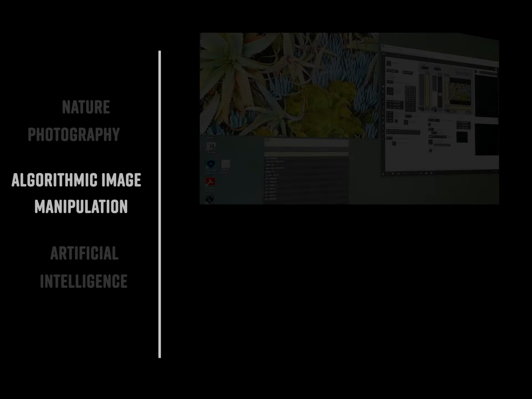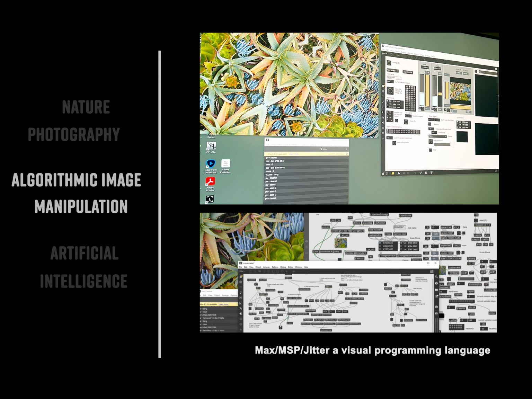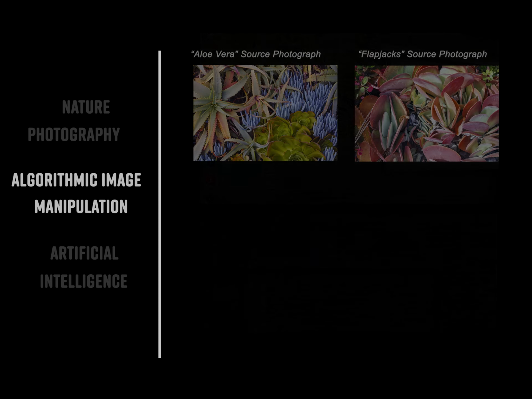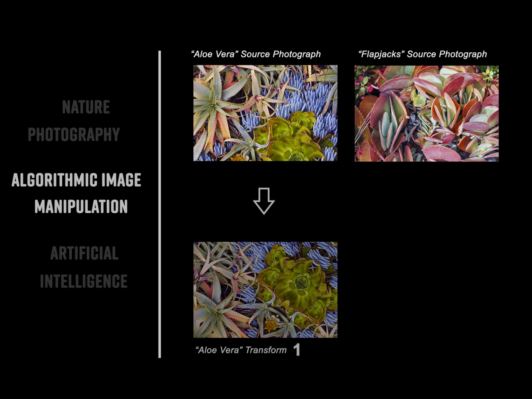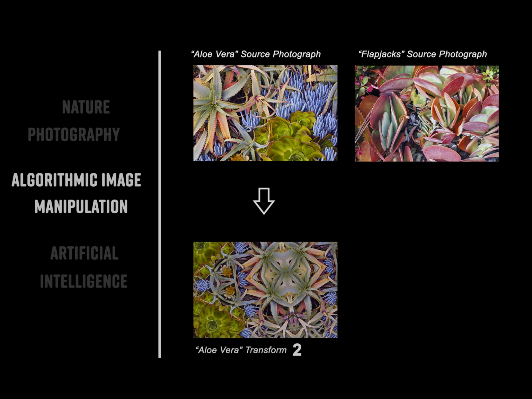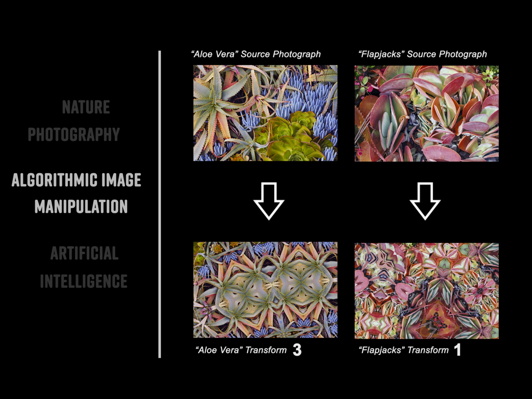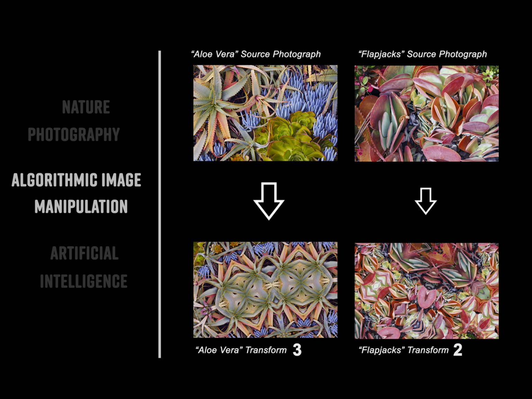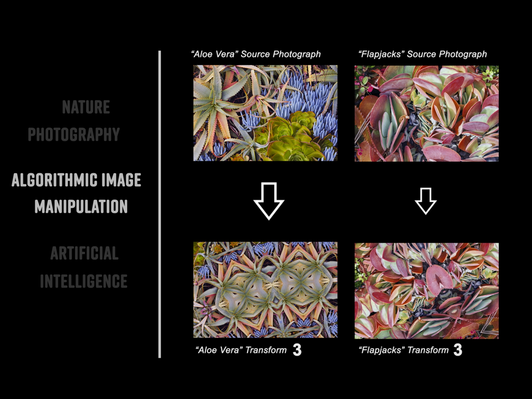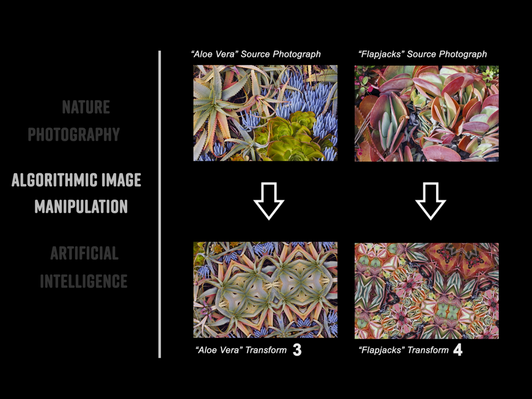Next up is Stage 2, algorithmic image manipulation. Madbutter uses Max MSP Jitter, a visual programming environment, to create a patch that iteratively folds and reflects parts of the image. The patch partially abstracts the source imagery, amplifying certain patterns and forms and allowing new ones to emerge. Each source image can generate multiple variations.